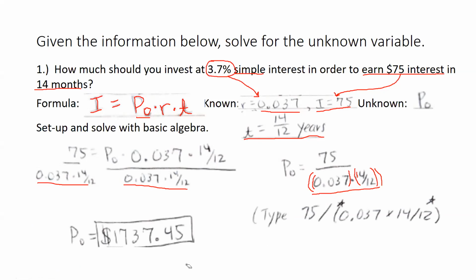$1,737.45. What that means is, if I take $1,737.45 and plop it into an account with 3.7% simple interest, and I let it sit there for 14 months, I'm going to have earned $75 in interest. I have made $75, okay?